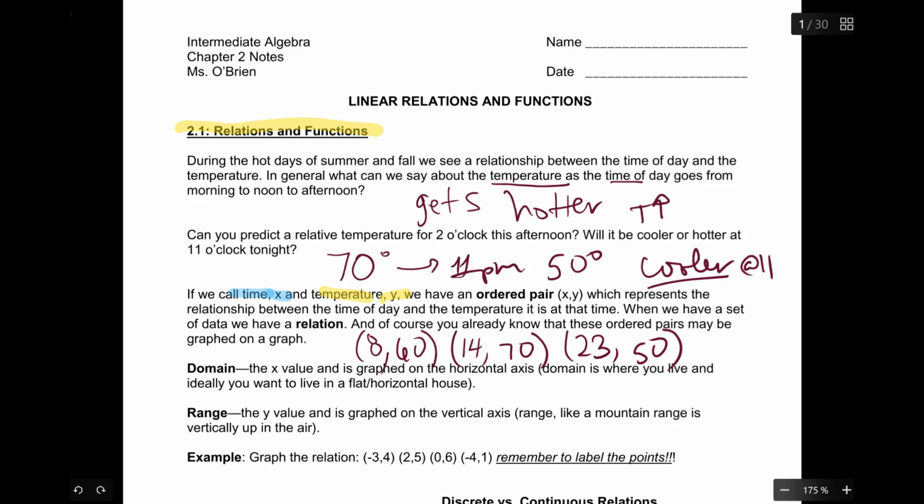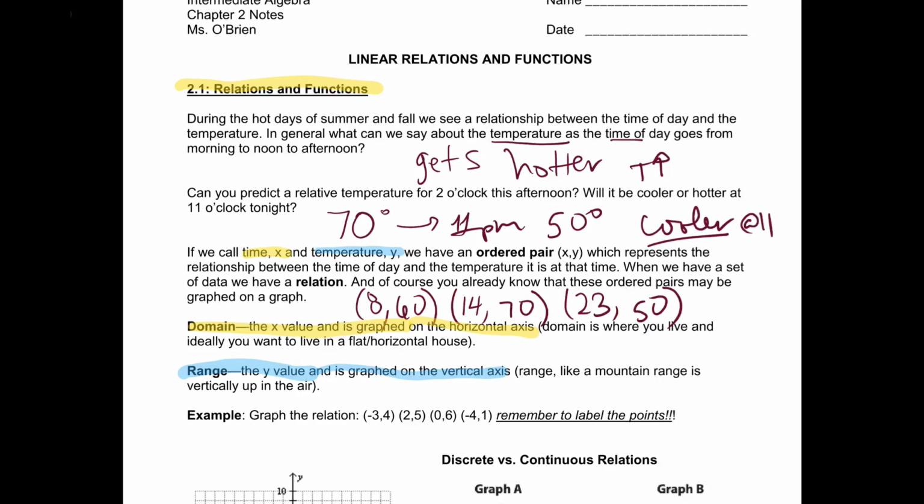Here we see a relation, increasing and then decreasing. The domain is the X value, and it's graphed on the horizontal axis. Domain is where you live, and ideally you want to live in a large, flat, horizontal house without lots of stairs so you don't trip. Range is the Y value, and it's graphed on the vertical axis. You can think of this like a mountain range, vertical up in the air. The Santa Monica Mountains go straight up. Range is your Y value.